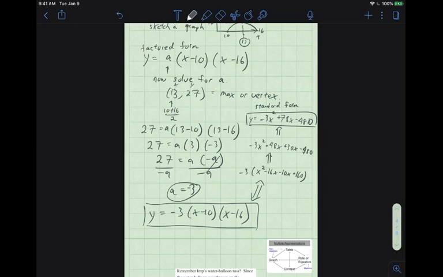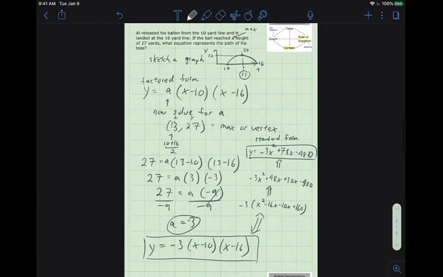Notice we're starting to make connections here. We had to use the idea from sketching a graph, going through factored form, talking about those equations, knowing parts from the word problem, the x-intercepts. Okay.